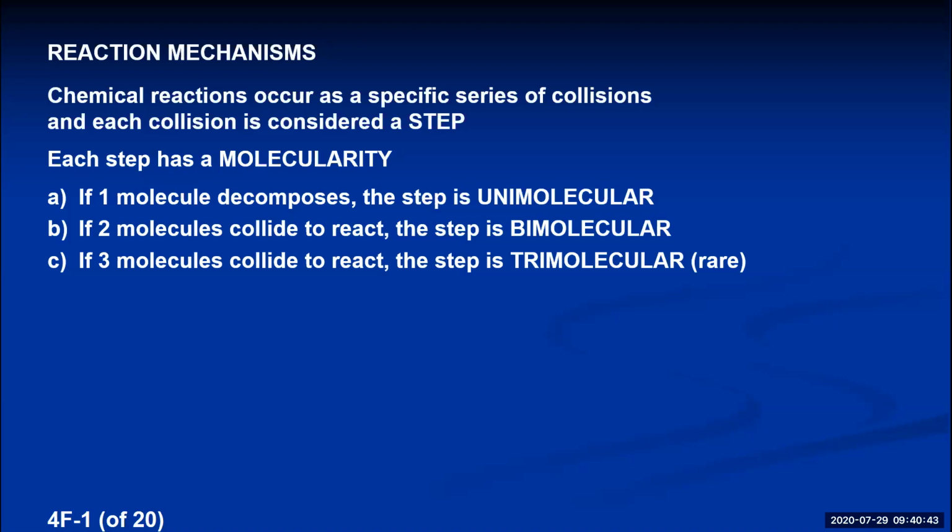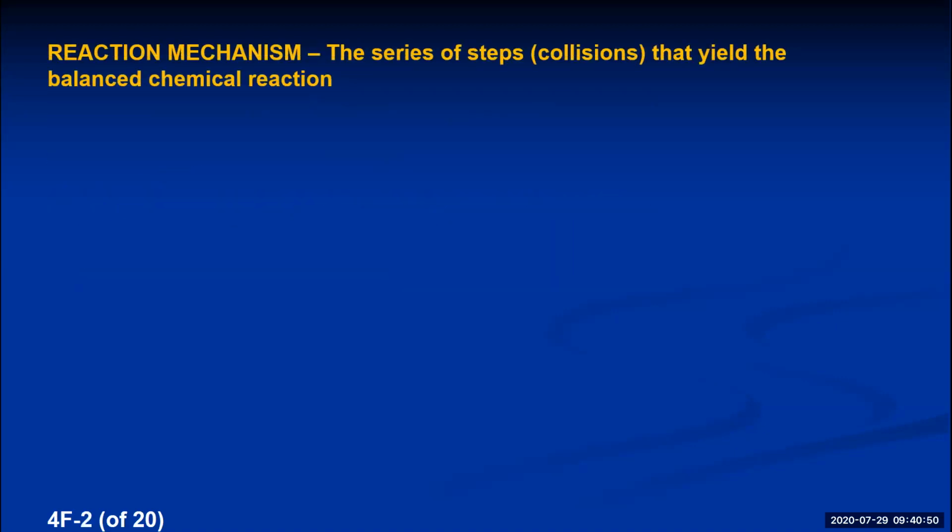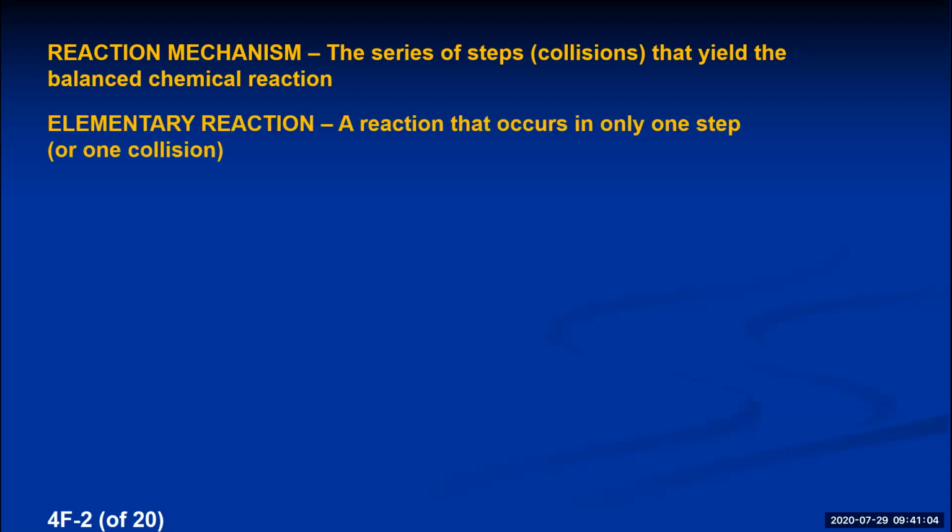So all these collisions, all these steps that cause reactants to turn into products are what we call the reaction mechanism. It's the series of steps or the series of collisions that yield a balanced chemical reaction. Now, occasionally, a chemical reaction will occur in just one collision. That's the most elementary type of chemical reaction there is, so those are called elementary reactions, a reaction that occurs in only one step or in one collision. But most chemical reactions occur in a series of collisions or a series of steps.